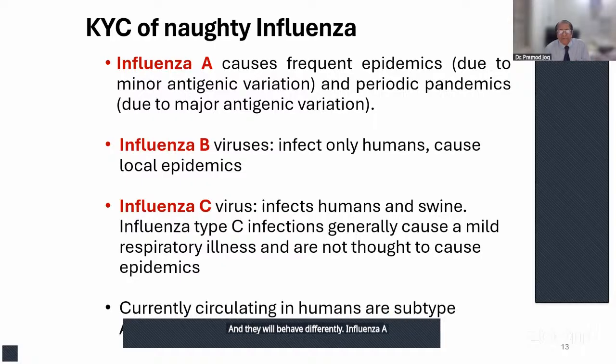Influenza A is the one which produces frequent epidemics, because there are minor antigenic variations in the glycoproteins H and N, which are present on the outer side of this virus, and it produces periodic pandemics. As we know, there have been 4 major pandemics, about which I will tell you in a minute. And influenza B is the one which infects only humans and produces local epidemics. It doesn't infect animals. When the influenza virus from birds and the influenza virus from human beings mix up in some third animal like a pig, the pig acts as a mixing vessel where a totally new virus comes into existence, like the H1N1 pandemic virus in 2009. That's why influenza A has always produced a lot of problems.